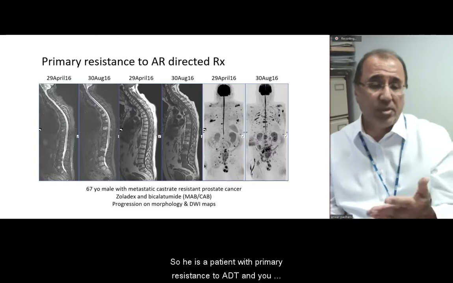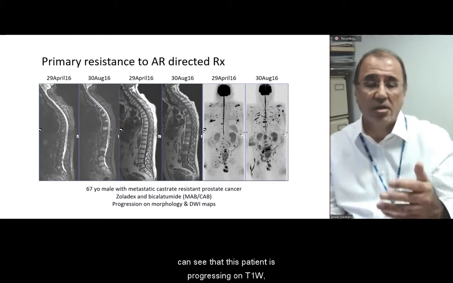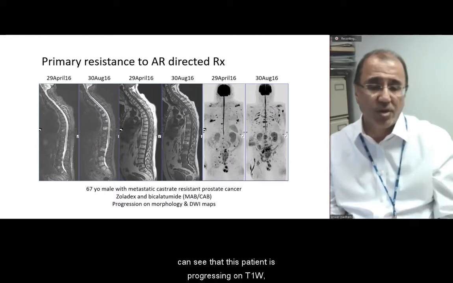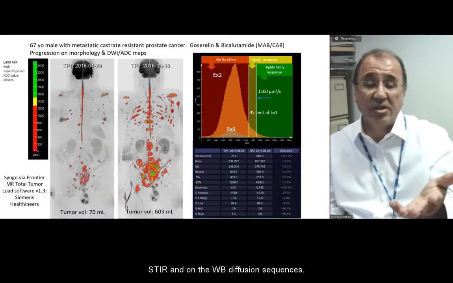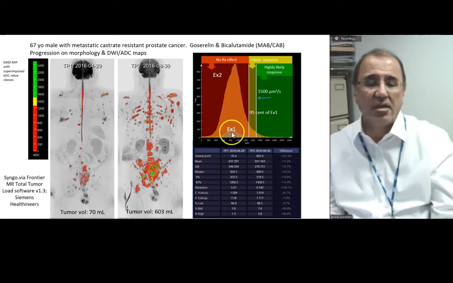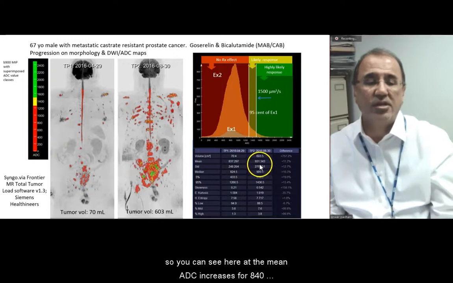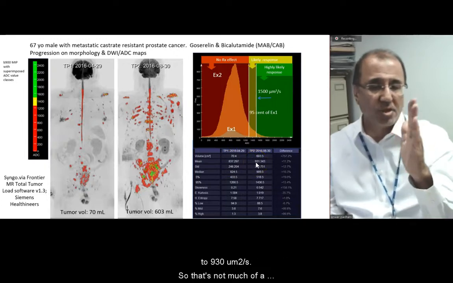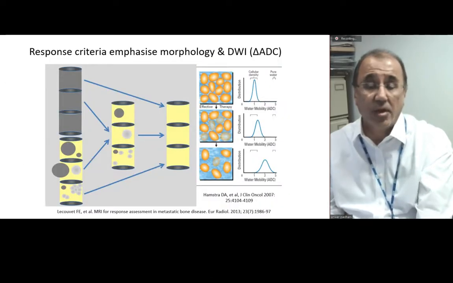So here is a patient with primary resistance to androgen deprivation therapy. You can see this patient's clearly progressing. You can see it on the T1, on the STIR, and on the whole body diffusion sequences. Now, let's just segment out the bone marrow, and you can see the volume increases from 70 to 600 cc's, progression. But look at the ADC. The ADC does not increase appreciably. You can see here that the mean ADC increases from 840 to 930. So not much of a change. Okay, so just an increase in volume, but not much of a change in ADC.